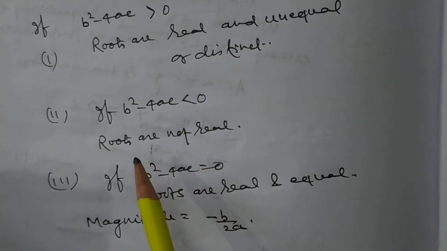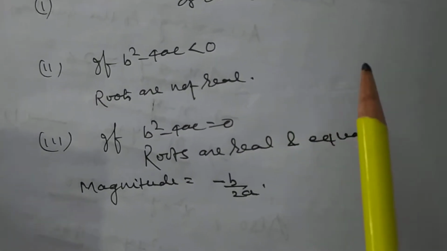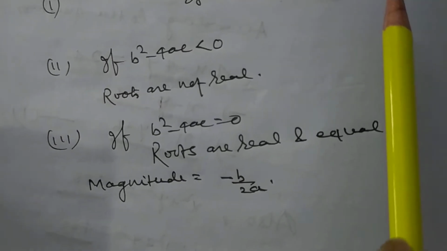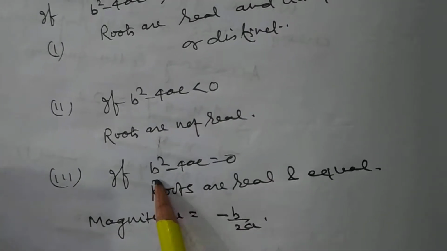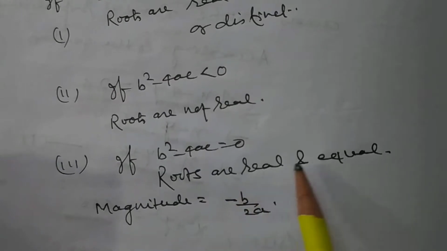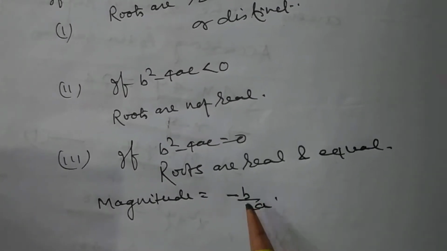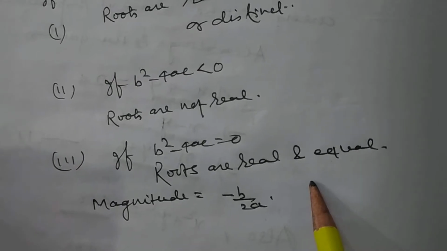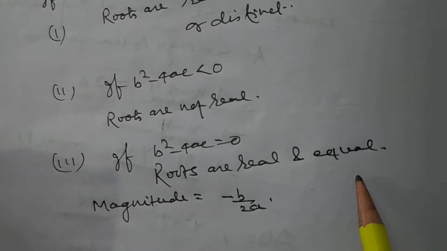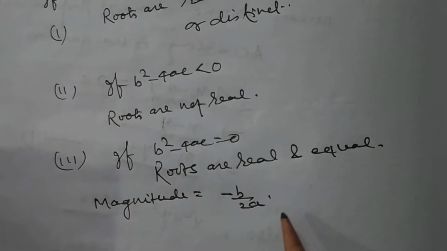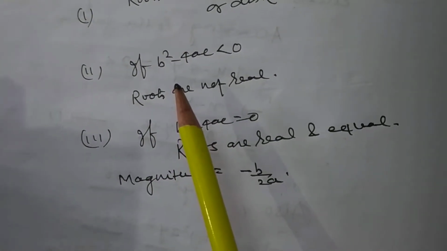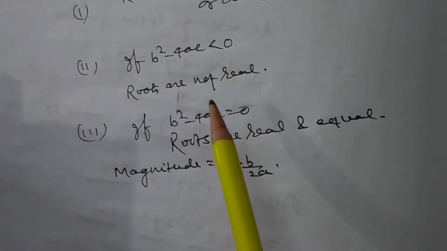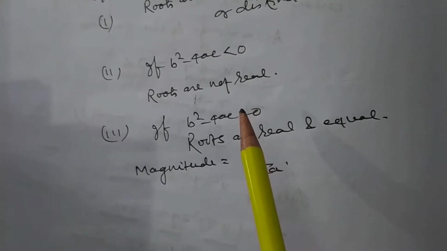If b square minus 4ac is less than 0, roots are real, roots are not equal, or roots are unreal. A question can be asked in this way. And a very important question may be asked: if b square minus 4ac is equal to 0, then roots are equal, and what will be its magnitude? Minus b by 2a, minus c by a, or minus 2a by b. In this type, multiple types of questions will be asked. So you must remember these three conditions by which the nature of roots will be decided.